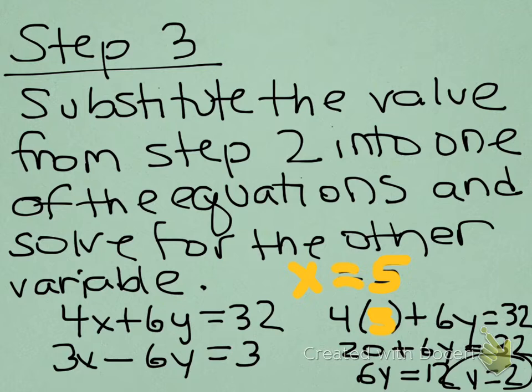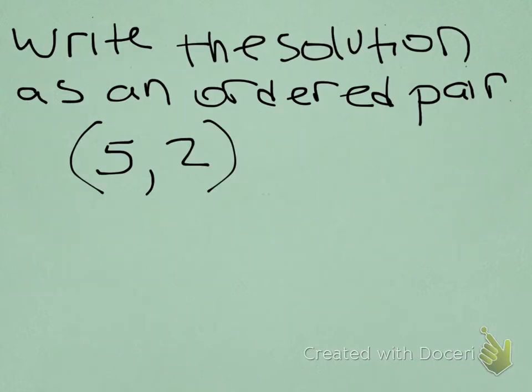Step 3 would be to take the x equals 5 from the step we just did and plug it in, or substitute it in to one of the equations and solve for the other variable. Then you're going to write your solution as an ordered pair. So I've written it as 5, 2 or x, y.